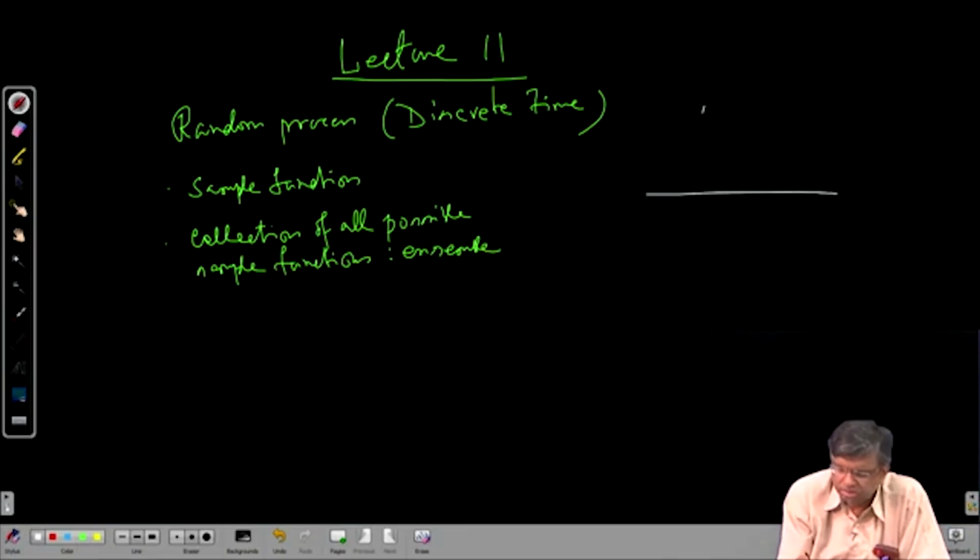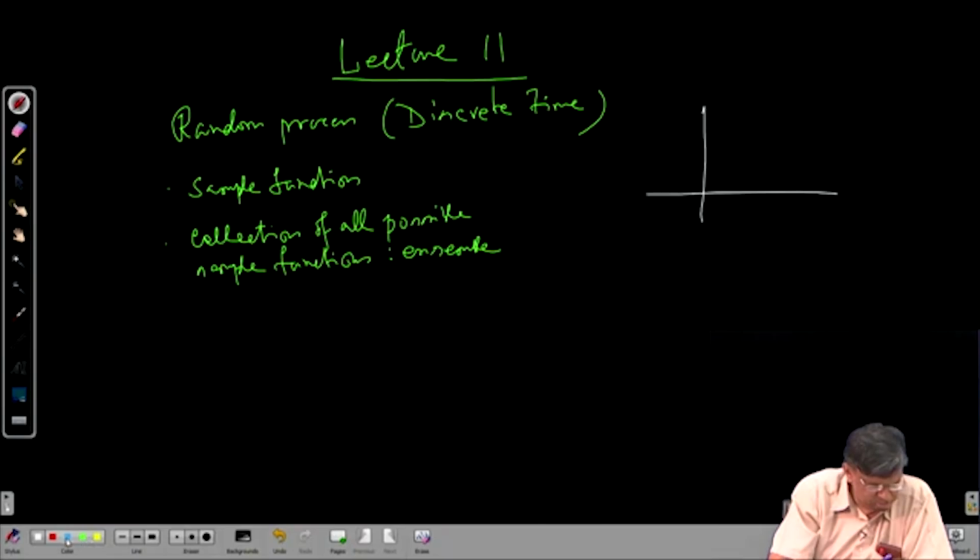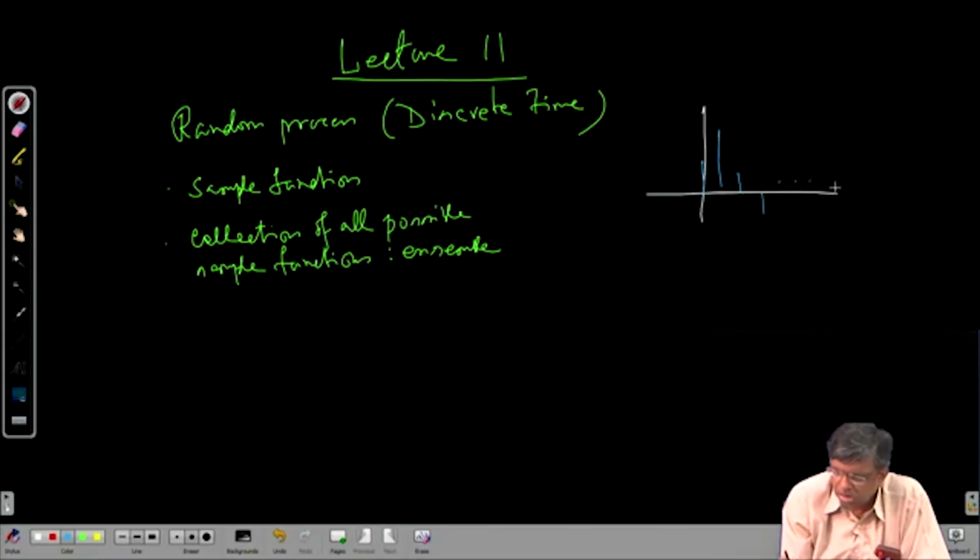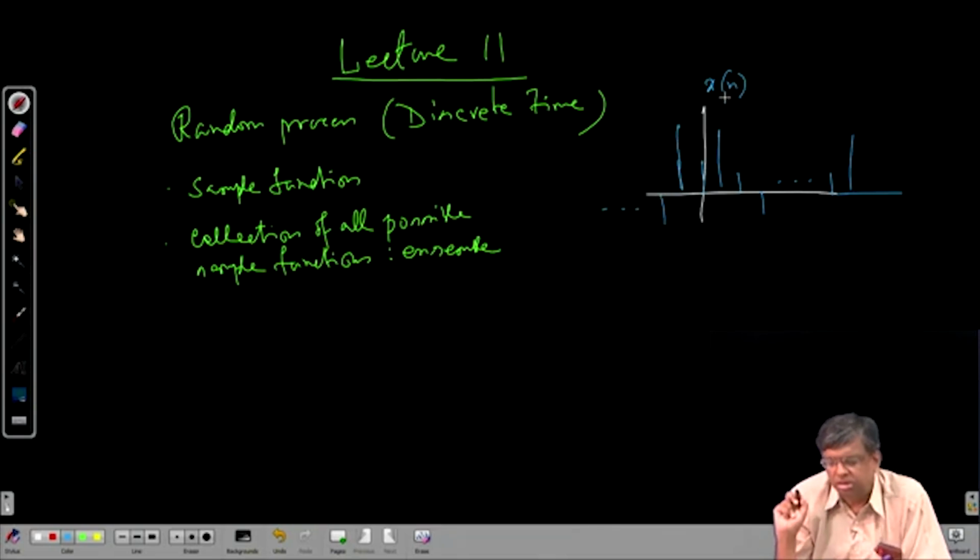A sequence like this is just a sample function. It can be finite in duration, can be infinite in duration, it does not matter. Next time I observe, I will find another discrete time waveform, another sample function, and so on and so forth. But each such sequence, when played into a loudspeaker in that experiment, in that example, will produce the same word, same sound, IIT. So, they all belong to one particular class of random phenomenon or random process.